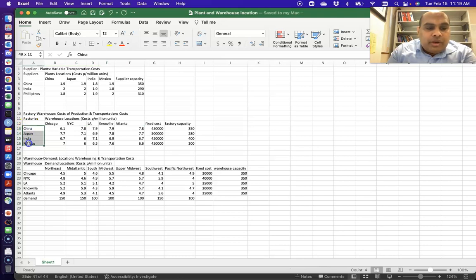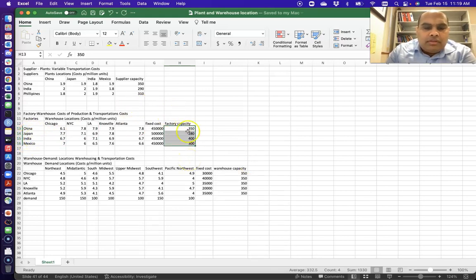A couple of things to remember here. We don't know which of these plant locations are going to open, and we don't know which of the warehouse locations are going to open, right? So we have to keep that in mind. Now, once you open the particular plants, these are the costs of running those plants. So this is the fixed cost of running the plants. And of course, you have capacities for each of the factories, and they're all here.